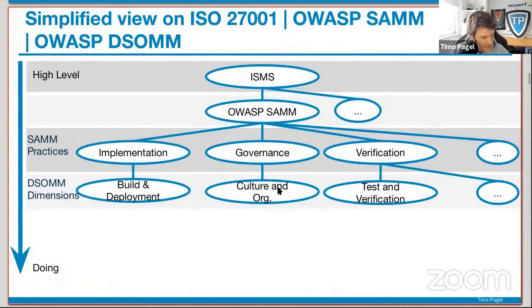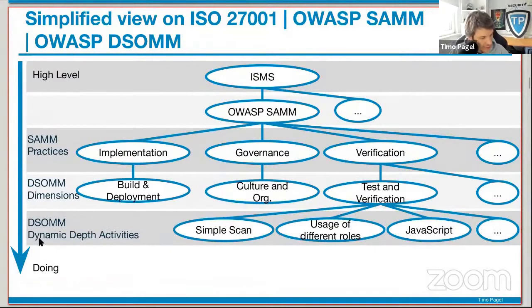This looks a bit prettier than it is. Actually, sometimes you have SAMM practices like implementation, which map to activities in another dimension, but basically we can think about it in this pretty way. And in the dimensions you have different activities. This is an example of dynamic DAST, where you have in SAMM the part verification. In DSOMM it's called test and verification, and in DSOMM you get very detailed guidance on how to actually implement dynamic application security testing.